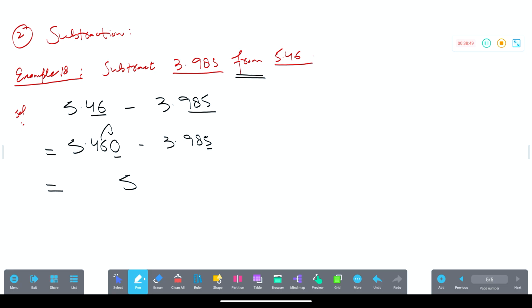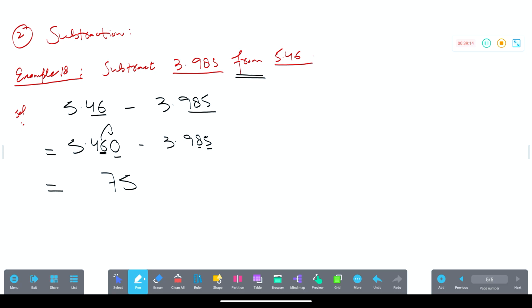Now coming to the hundredths place, it was thousandths place before. Now we are left with 5 here. 5 minus 8 is again not possible. Now we will borrow 1 again, it will become 15. Remember it was 6 initially. Now when we give 1 to 0, it means 5. 15 minus 8 is equal to 7.